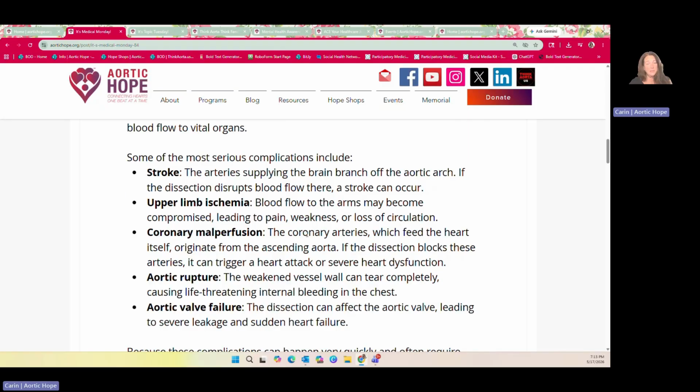And that really is life-threatening. Going to cause some internal bleeding in your chest. Let's try to avoid that conversation.